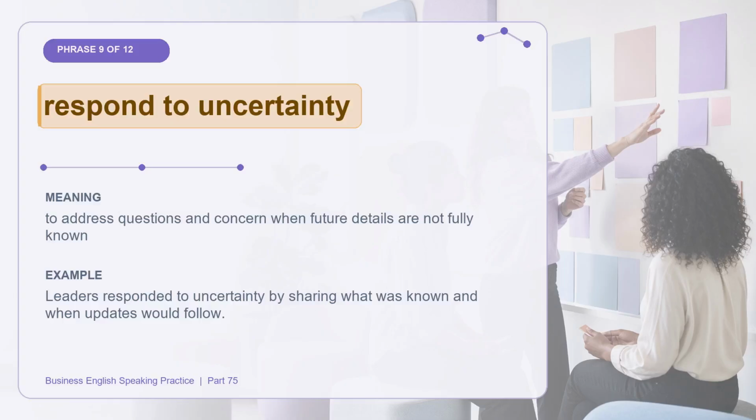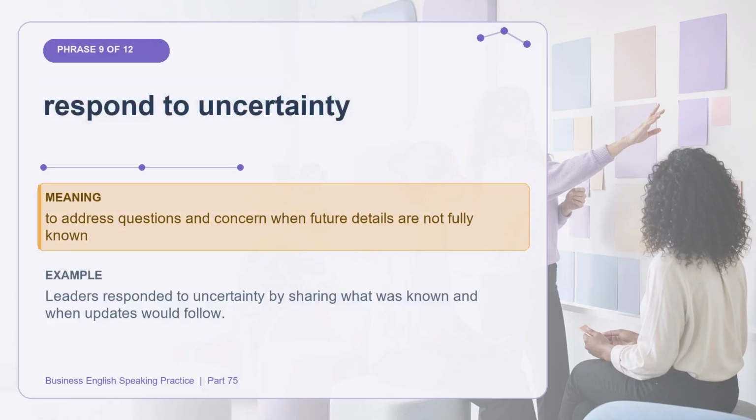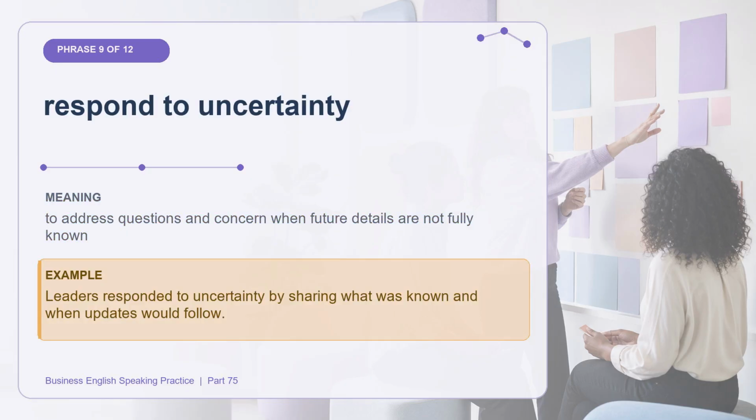Phrase 9. Respond to uncertainty. Meaning: to address questions and concerns when future details are not fully known. Example: leaders responded to uncertainty by sharing what was known and when updates would follow.